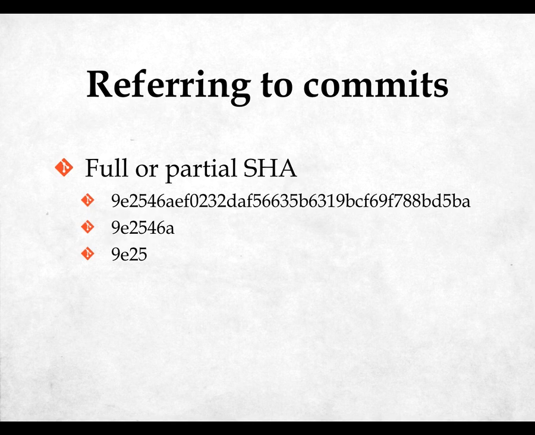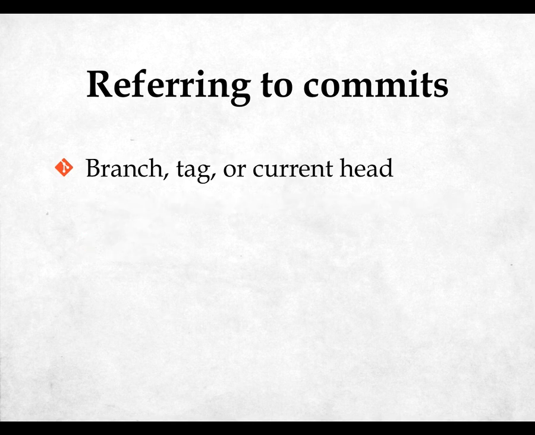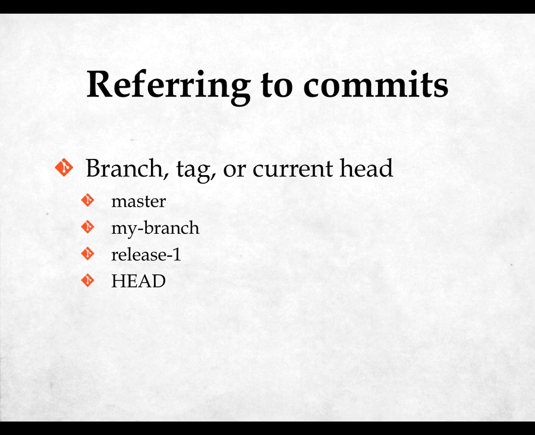So you can go all the way down to that. You can also give it the name of a branch or a tag, which we'll mention later, or the current head, which is where you are in the current branch. So we could say git checkout master, the name of a branch, some tag that you've created. Head is like a special pointer that just points to where you currently are in the repository.